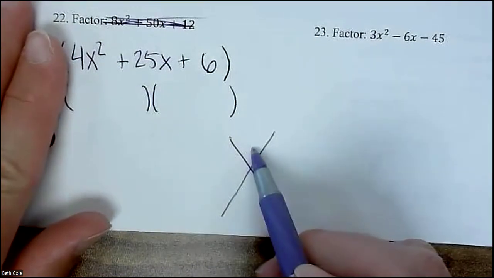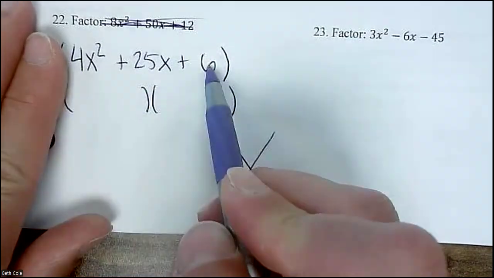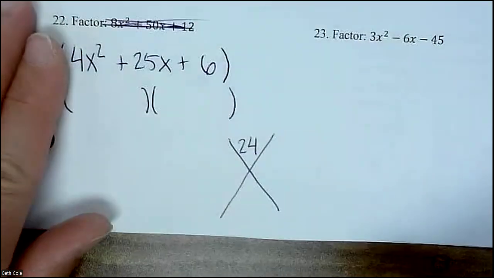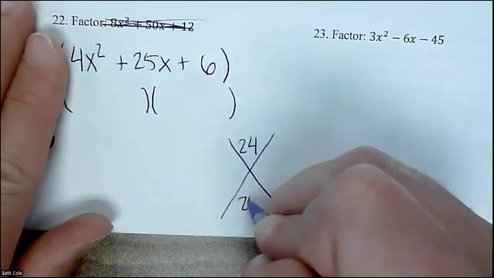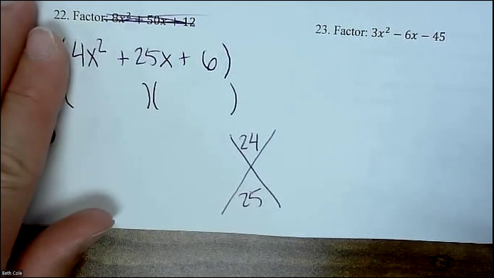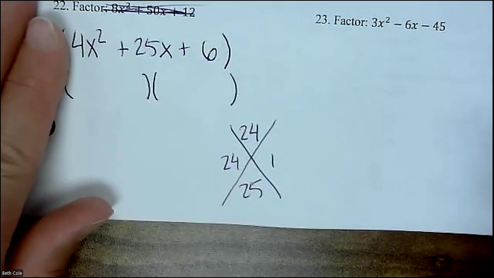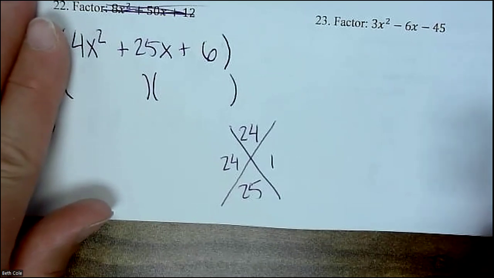All right, what's going to go on the top of the X box? 4 times 6, 24. 24. And then 25 goes on the bottom. See any numbers that multiply to be 24 and add to be 25? 24 and 1. And it's nice that everything is positive. That's always nice when that happens.